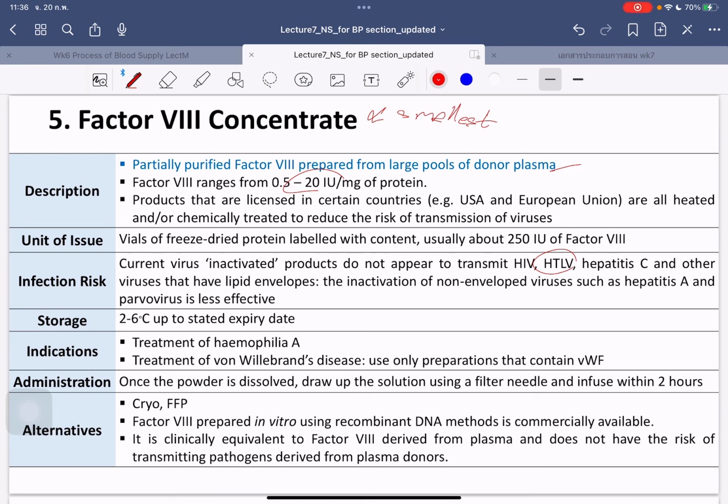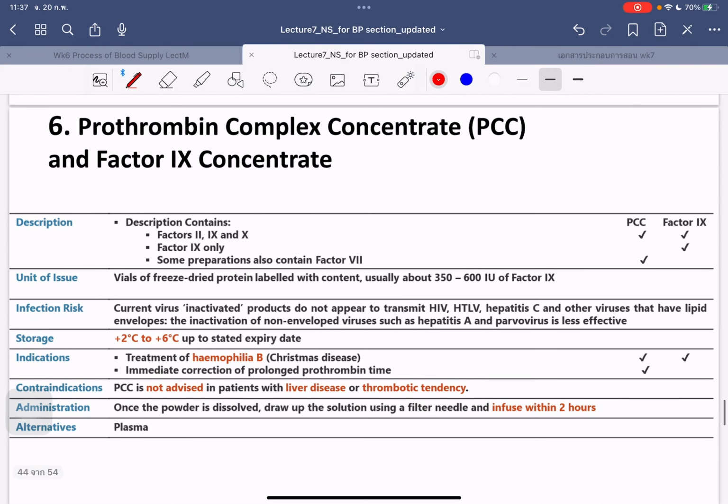The next one is prothrombin complex concentrate, or PCC, and factor 9 concentrate. Actually, the name already tells you everything, right? Prothrombin complex consists of factors 2, 9, and 10, and factor 9 concentrate consists of factor 9. This product comes as a powder, so it should be stored at 2 to 6 degrees Celsius.